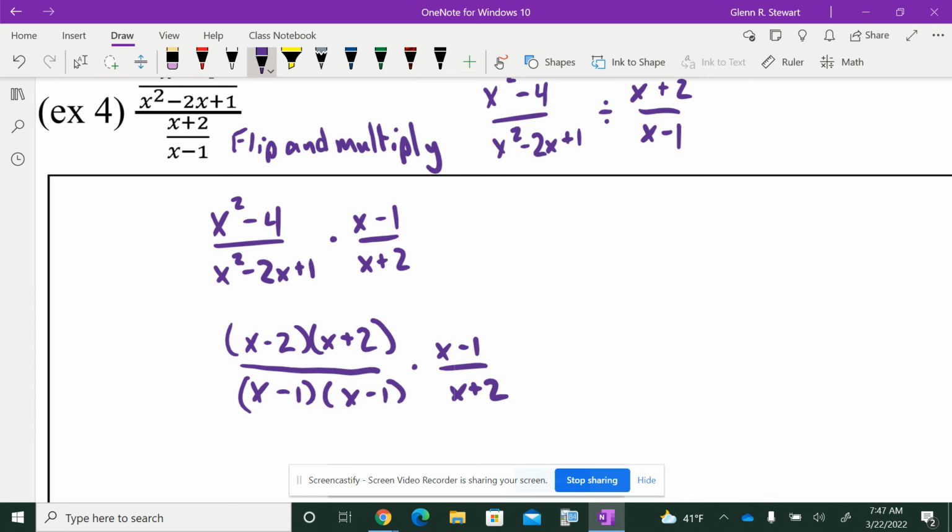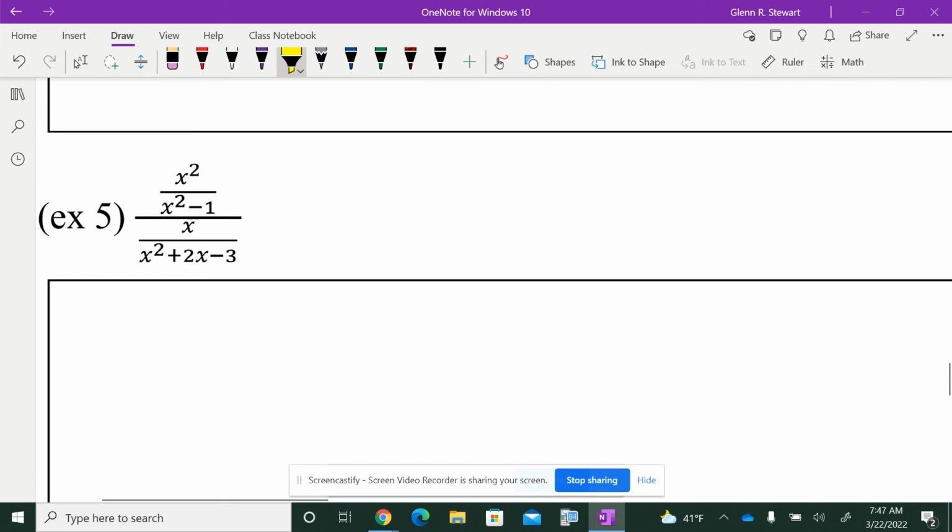All right, let's cancel them out. X plus 2 on top and x plus 2 on bottom. X minus 1 on top, x minus 1 on bottom. So I'm left with x minus 2 and x minus 1. Questions at all?